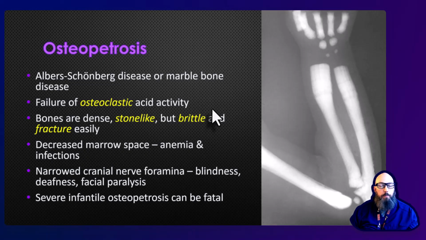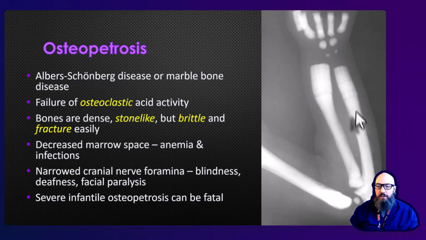All right, osteopetrosis, osteo meaning bone, petrosis meaning stone, so stone bone basically, or marble bone disease. These patients also have brittle bone. You would think they might be stronger, right? They're just completely filled in with calcification. They don't have a lot of marrow space, but that does a couple of things. It makes them more brittle, and so they are more likely to fracture. I don't think nearly as likely as osteogenesis imperfecta, but they do fracture more easily.